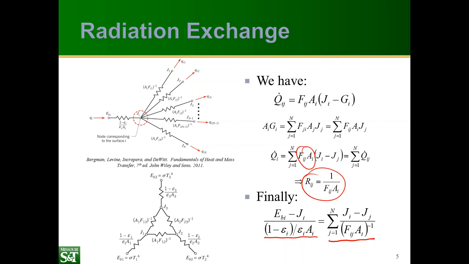It's not usually recommended for more than 4 surfaces because you end up with a pretty complex set of networks. And you may also need to iterate. If your surface temperatures aren't known directly and you're solving for your surface temperatures, you're going to have to iterate your solution. So it can be very complex.